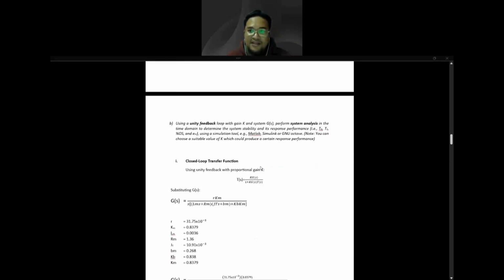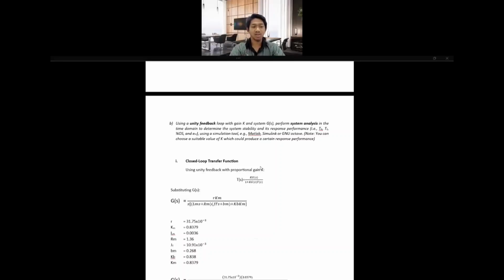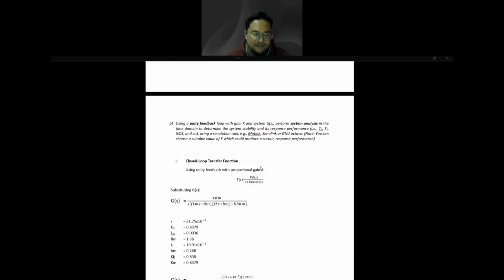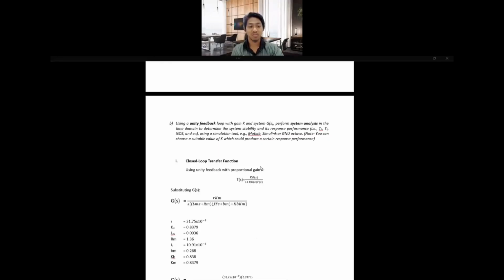And now I will pass to Daniel. Thank you, Samsuri. I will now discuss the system analysis. For part B, we implemented a unity feedback loop with a gain K. Using the parameters from table 1, such as the motor resistance of 1.36 ohm and motor inductance of 3.6 millihenry, we simulated the response in MATLAB.